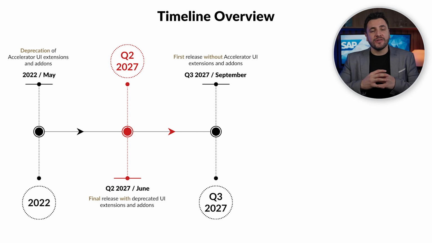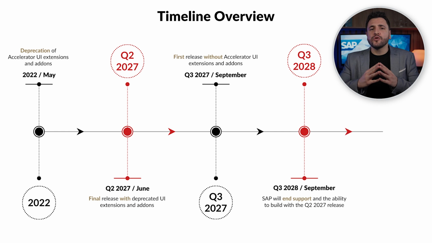2027, where this outdated code will be removed from all new versions. After Q3 2028, SAP will end support and the ability to build with the Q2 2027 release that still contains Accelerator extensions, leaving any issues in your hands. Today, we are diving into why moving to headless and composable commerce isn't just an upgrade, it's a necessity.